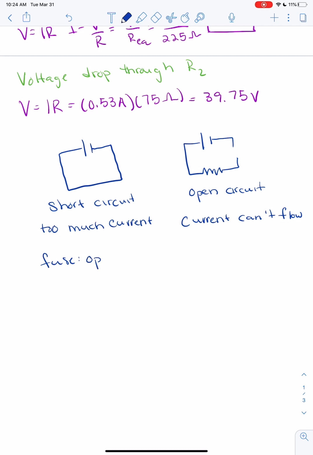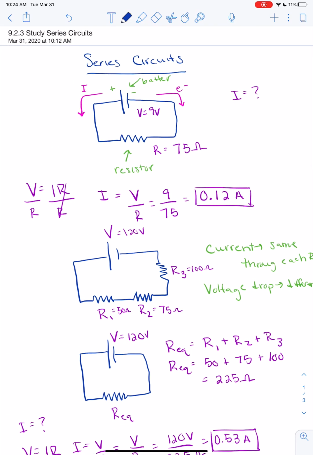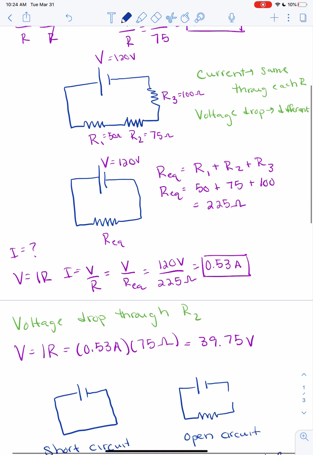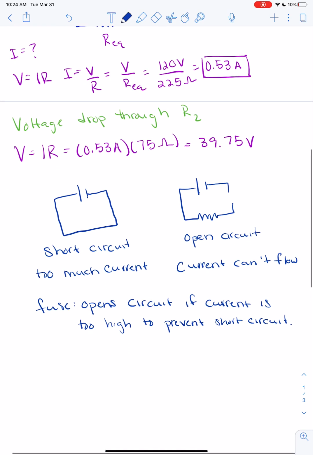So what a fuse does is it opens a circuit if current is too high to prevent a short circuit. Okay. So these are the main ideas from this 9.2.3 study, both parts. Understanding how to represent a circuit, how to draw it, then understanding how to make calculations with series resistors, and then understanding the difference between an open and a short circuit.